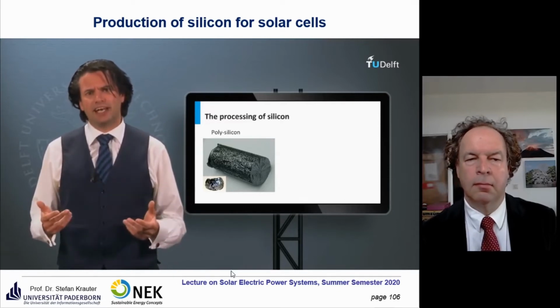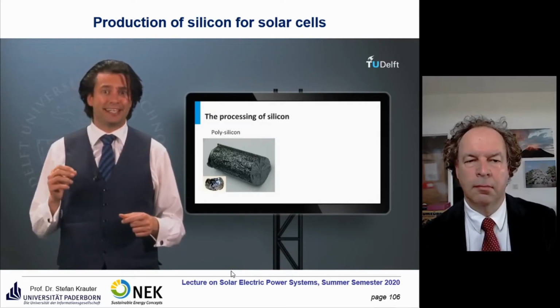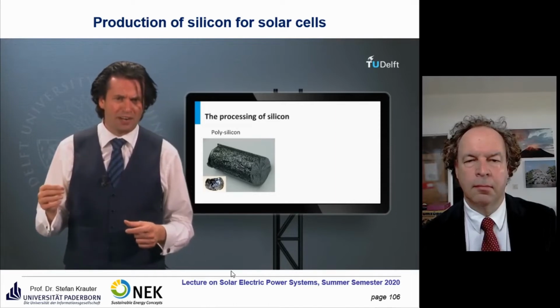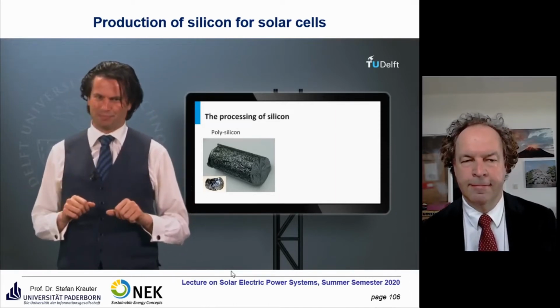Polycrystalline silicon can have an impurity as high as 99.9999%, or in other words, 1 out of 1 million atoms is not a silicon atom.